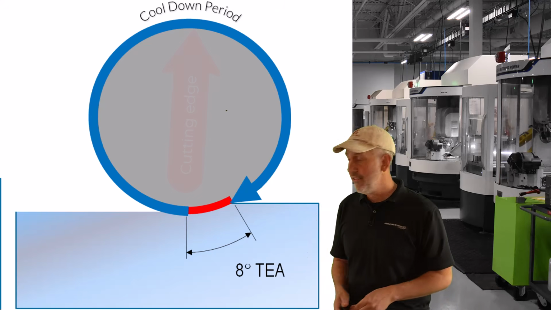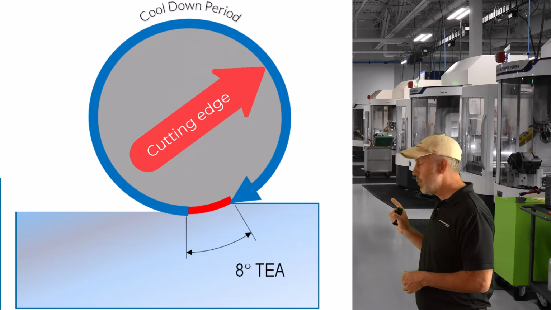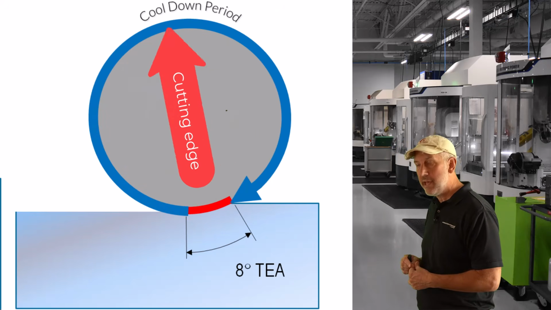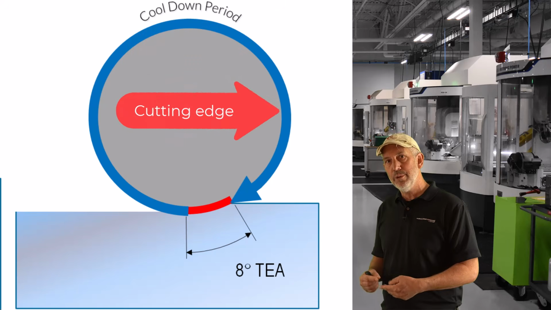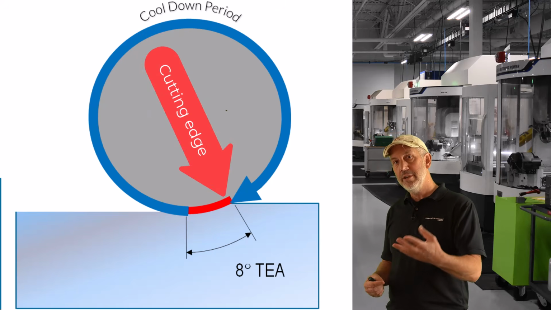So if you take a look at this, you can see where we're in the heat zone here for a little bit, and that is what allows our cutting tool to handle more friction because we have less heat there.